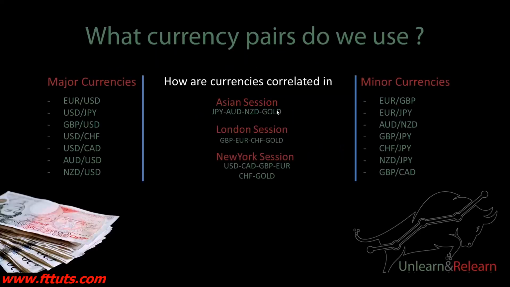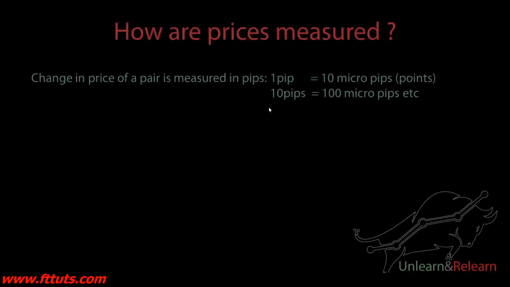The sessions. Now what we're going to talk about is how do we actually make money from the pairs? What are pips, how are pips calculated, and how do we go about that? The change in price of a pair is measured in pips. 1 pip is 10 micropips or points. That's what pips are. It's a very basic concept, but it's very, very important.